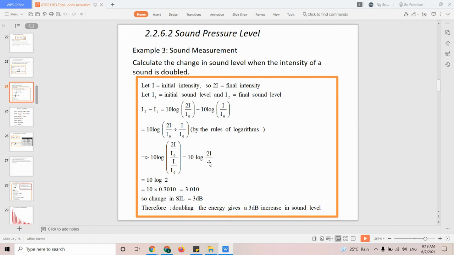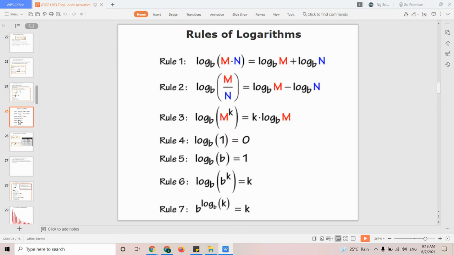So the I is still intensity lah. We only have one level of intensity. So based on this, you can remove the unknown, which is the I. And then we will get 10 log 2. When we compute this equation, we get that when we double the intensity, it gives an increase of 3 decibel. So this is just a way of showing that when we double the intensity of a sound, the actual sound level increases by just 3 decibel.